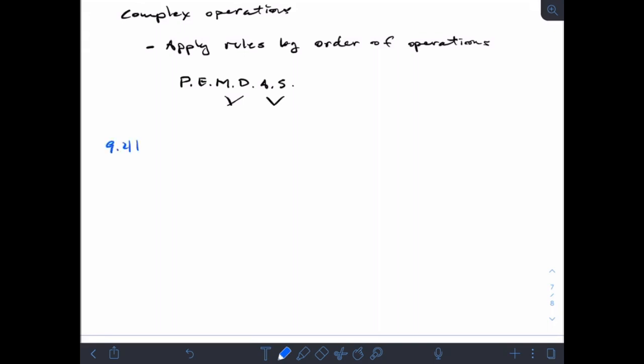So I have 9.41 times 11 plus 9.661 minus 5.32 times 6.9437 equals what? And so I'm going to apply the rule by order of operations.